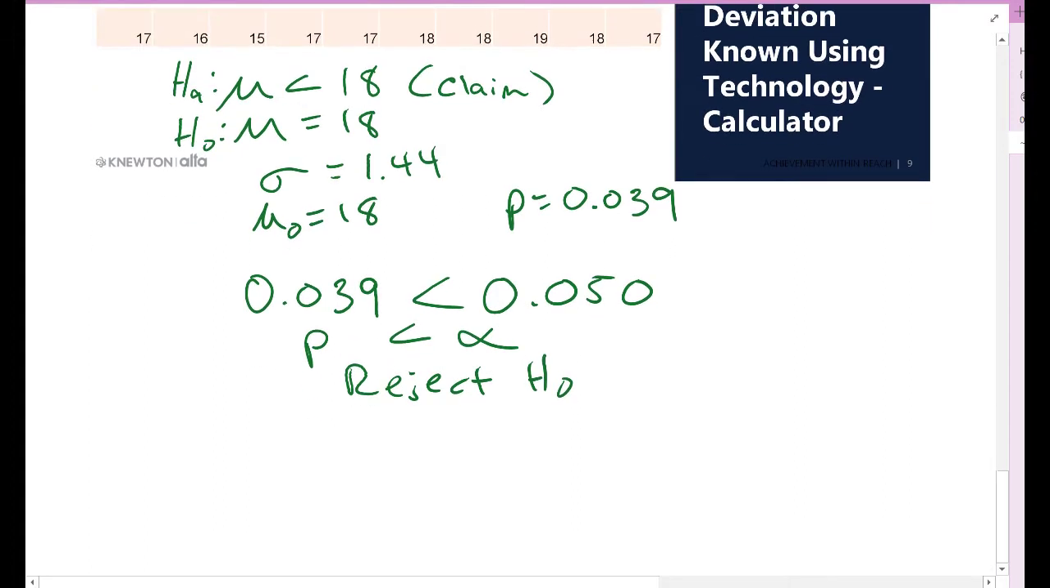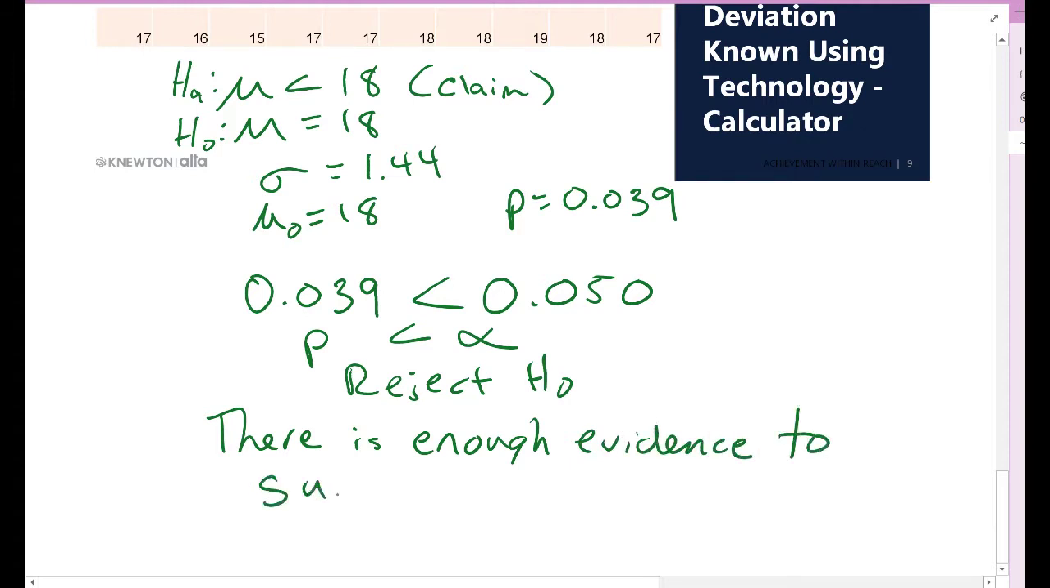And what does that mean? That means that there is enough evidence to support the claim. So yeah, based off our analysis, we've decided, yeah, the mean age in AP stats is less than 18 years of age.